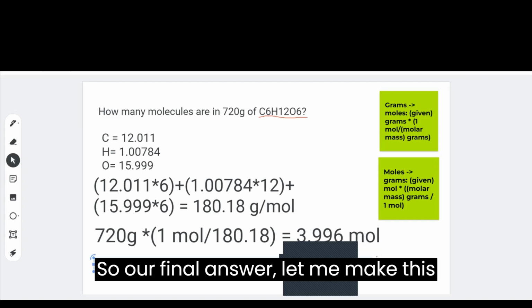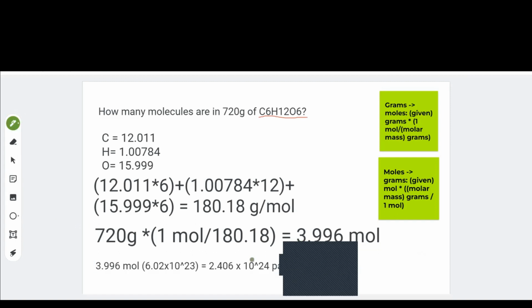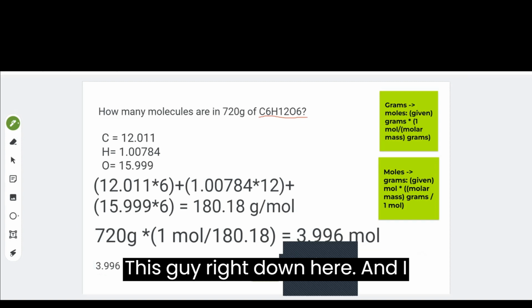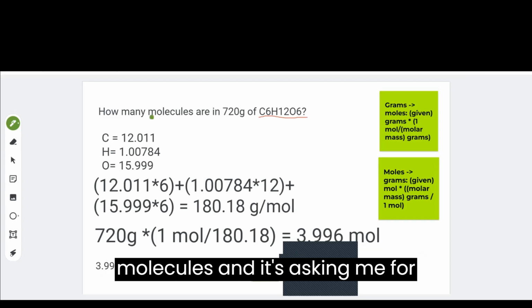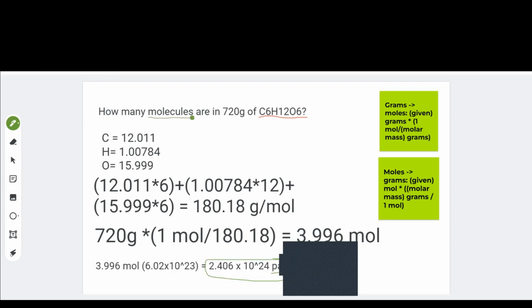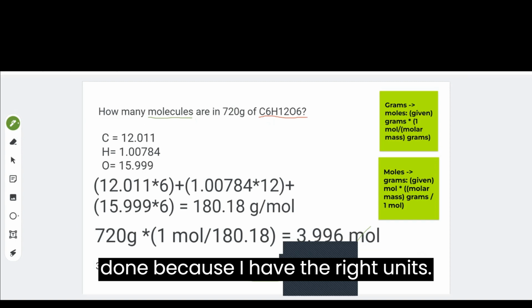So our final answer, let me make this part a little bit bigger, is this right down here. And I can check, I ended up with particles, so molecules, and it's asking me for molecules. So I know at this point I'm done because I have the right units.